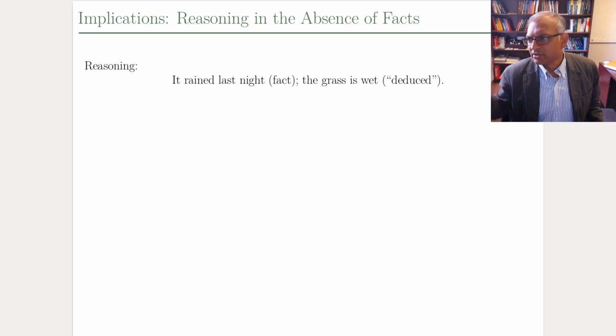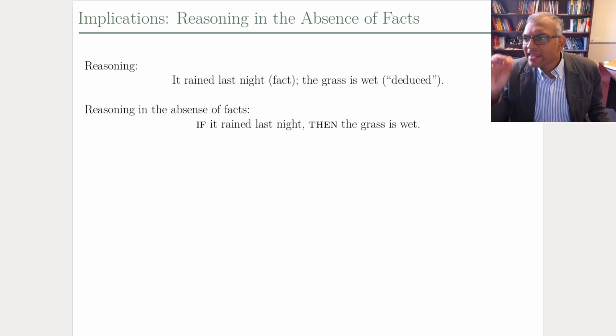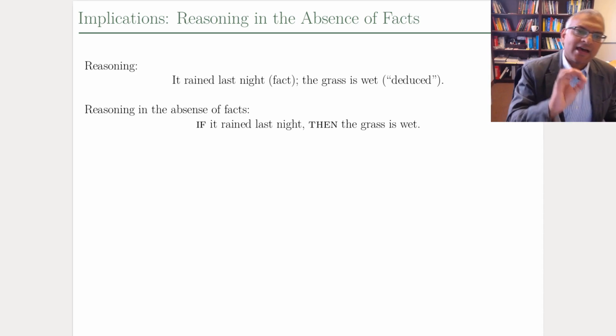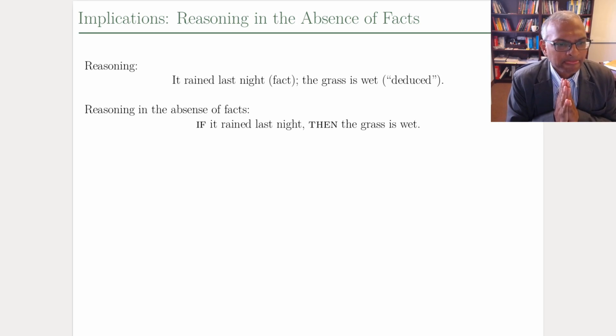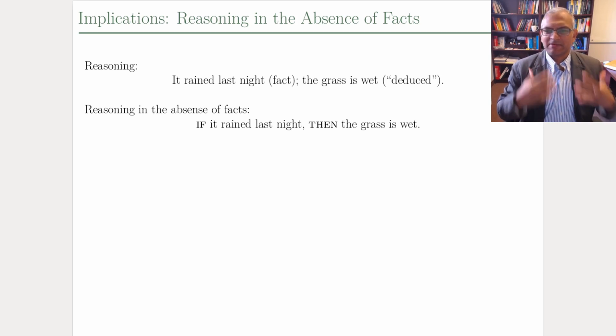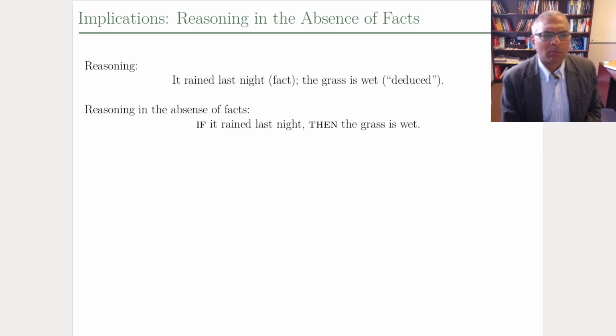So that's everyday reasoning. Contrast that with an implication. Okay, so here's an implication. If it rained last night, then the grass is wet. Now, why am I spending such effort in contrasting this? Because I'm going to ask you the question, well, what do we know? Did it rain last night? We don't know. Is the grass wet?